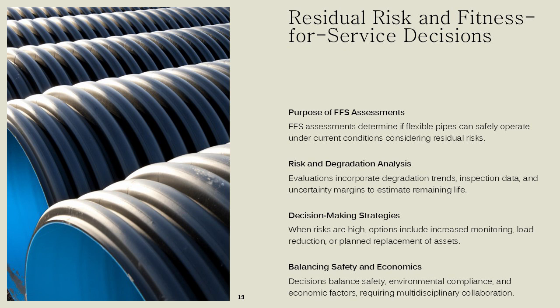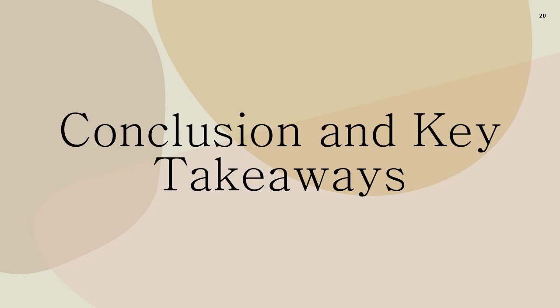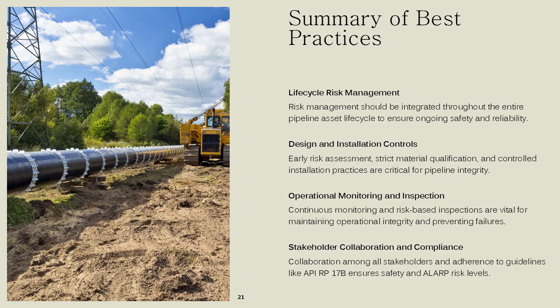Decision-making must balance safety, environmental compliance, and economic considerations, often requiring multidisciplinary input. By adopting a structured FFS approach, operators can optimize asset utilization while maintaining integrity and regulatory adherence. Summary of best practices. Flexible pipeline risk management is a continuous process that spans the entire lifecycle of the asset. Key best practices include early integration of risk assessment into design, rigorous material qualification, and validation through prototype testing. Installation must adhere to strict controls on bending and tension, supported by real-time monitoring.